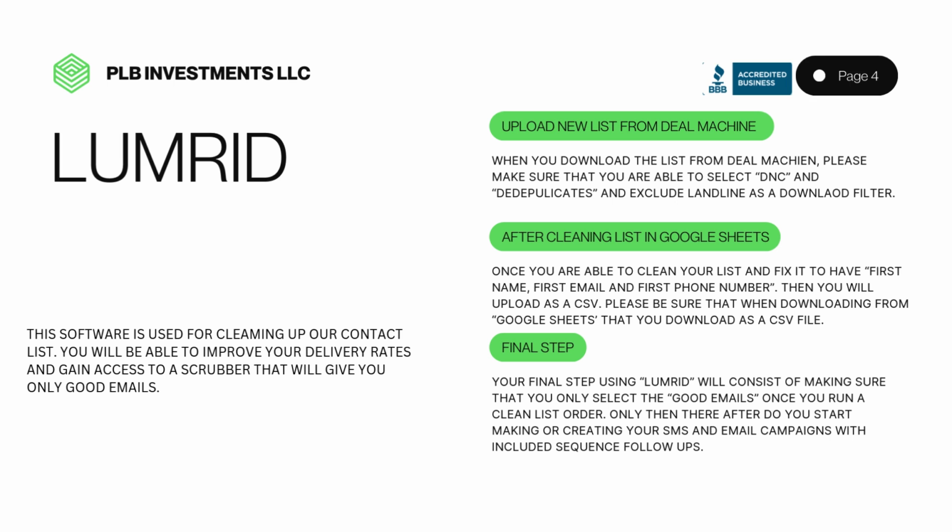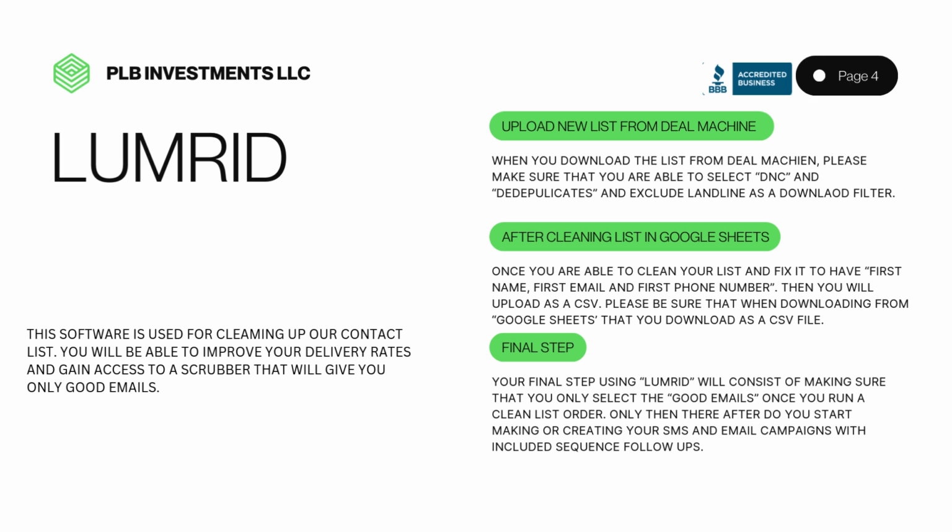So what you're going to do is upload your new list from Deal Machine. When you download the list from Deal Machine, please make sure that you select DNC and dedupe, and exclude landline as a download filter, because we're only focused on cell phone numbers. We're not focused on landline numbers. After cleaning your list in Google Sheets, once you've fixed it to have first name, first email, first phone number, then you upload it as a CSV file. Please be sure that when downloading from Google Sheets, you download as a CSV file.